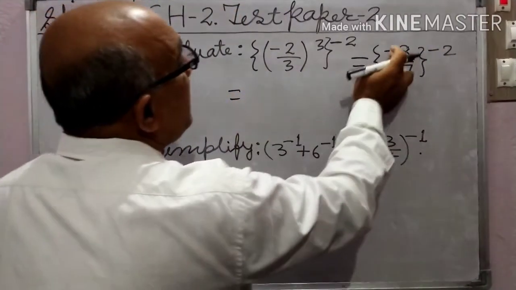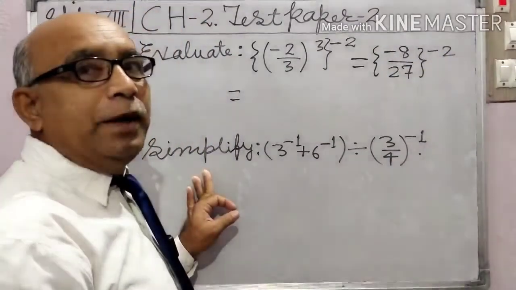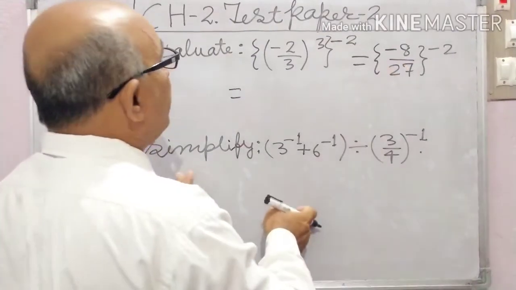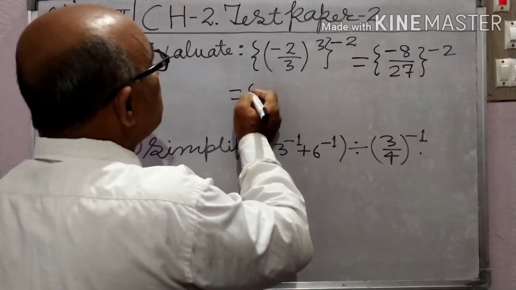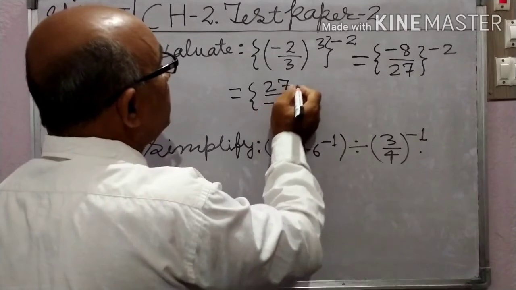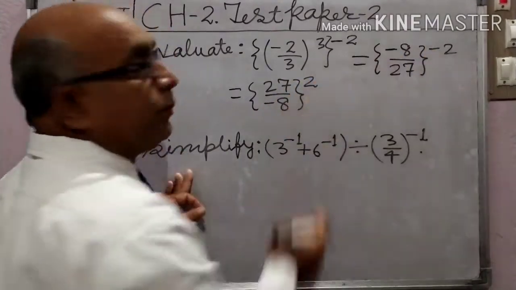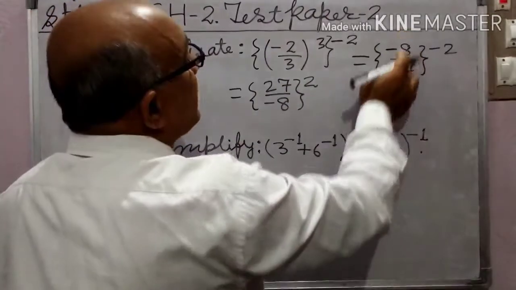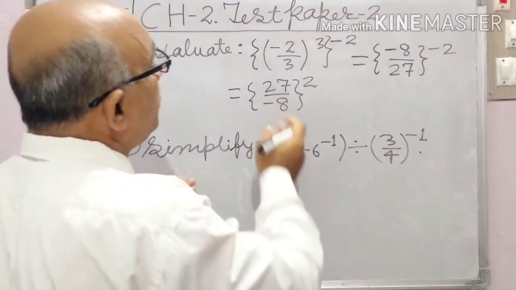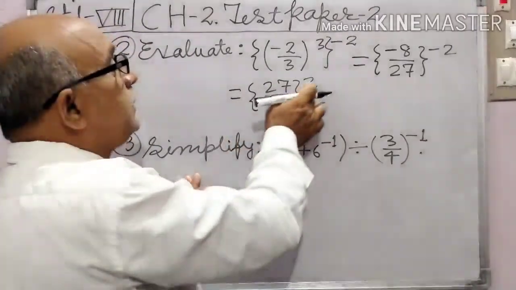Now the next step: (-8/27)^-2. By the laws of exponents, (a/b)^-m equals (b/a)^m. So it becomes (27/-8)^2. A negative power changes into a positive power, the fraction is inverted: numerator changes into denominator and denominator changes into numerator. Now students, (27/-8)^2.